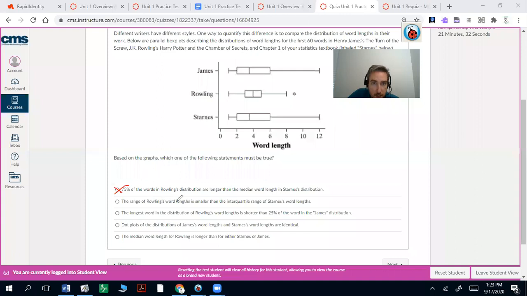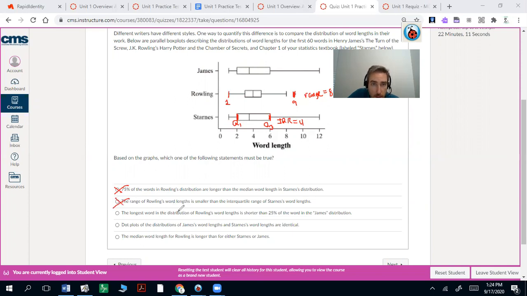The range of Rowling's word length is smaller than the interquartile range of Starnes' word length. Well, her range, including the outlier, is from approximately 1 to 9. So that range is equal to 8. The interquartile range of Starnes is from 2 to 6. So that is going to be 4. So that's not true. It's got a bigger range than the IQR there.